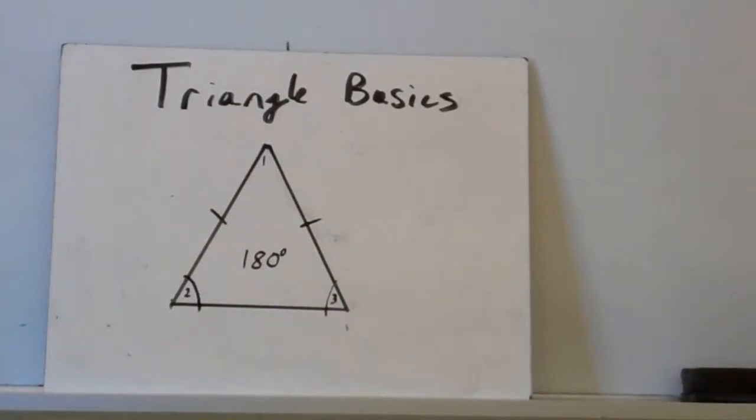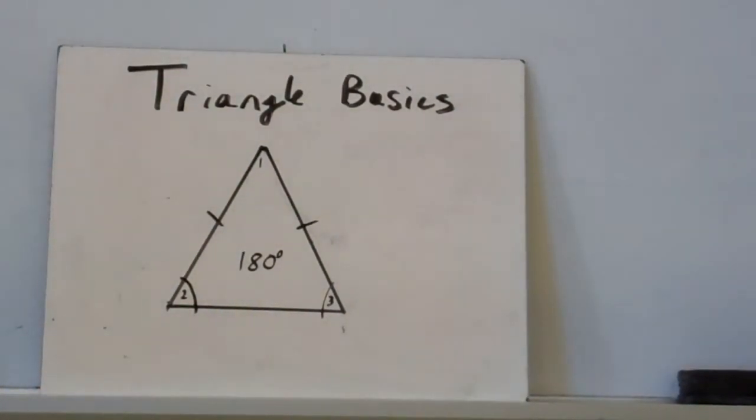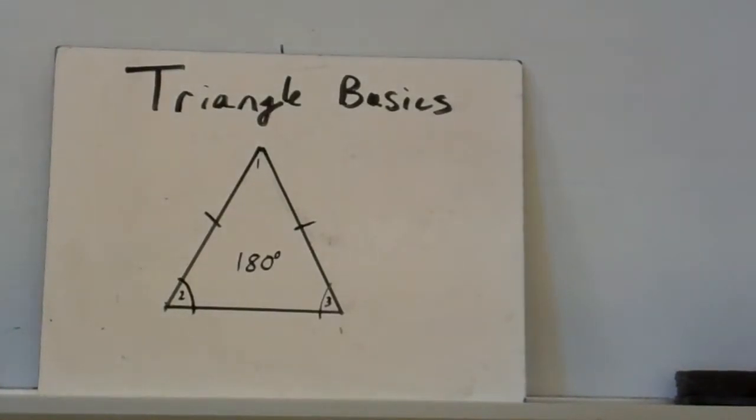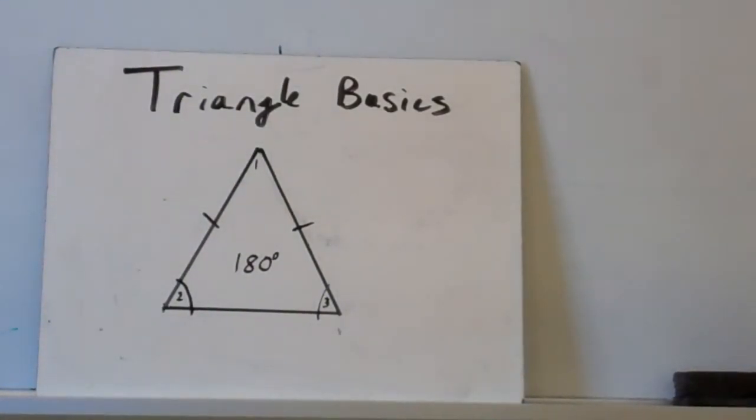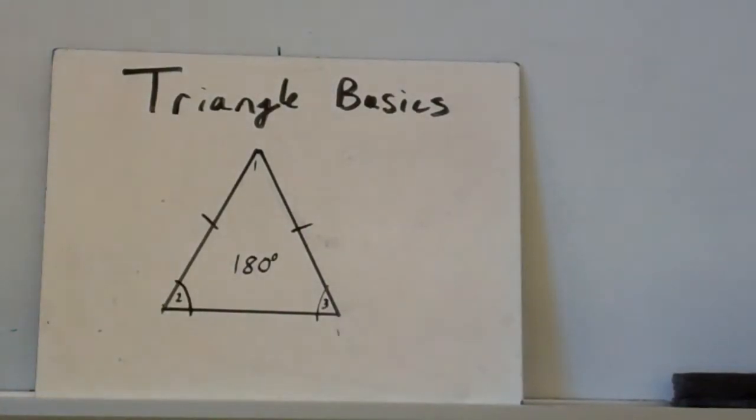Okay guys, today we're going to talk about the things we need to know about triangles, or triangle basics. First thing is, a triangle is a three-sided polygon. It has three angles, and the measures of the angles will have a sum of 180 degrees.